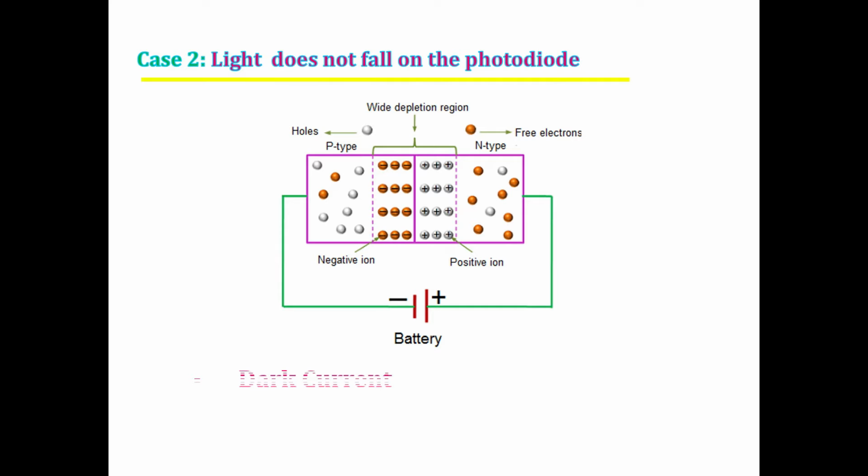So, this makes us clear that even if light does not fall on the photodiode, there still exists a current, and this current is called as dark current. Dark current is the current that is going to flow inside the photodiode even in the absence of light, and this is all because of the thermally generated carriers, minority carriers, that are present in the photodiode.